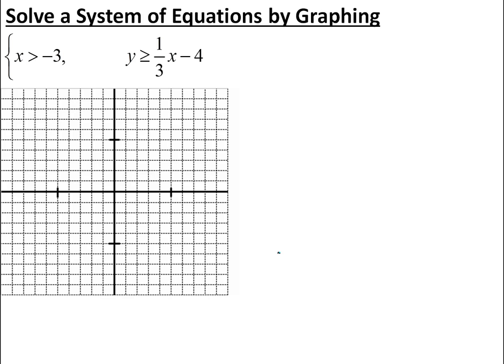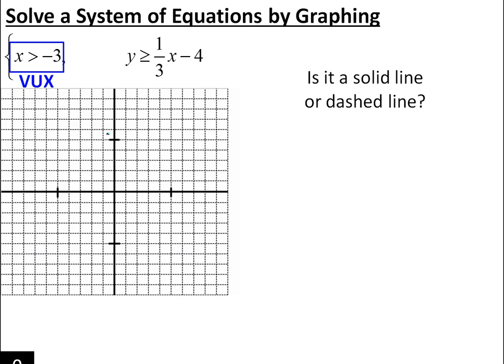Alright, so now when we solve the inequalities, you're going to have to remember that we're going to do some shading and a solid line or dashed line. So that x is going to be a vertical line. Okay, so we're going to have a vertical line at negative 3. And do we draw a solid line or a dashed line? We're looking at this symbol. Since there's no line underneath it, we draw a dashed line.